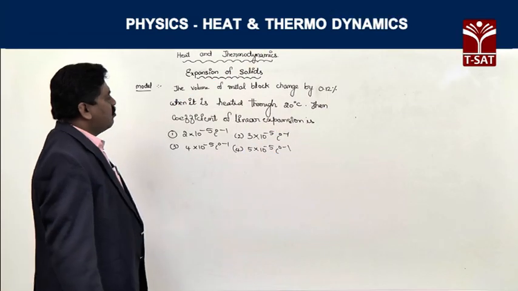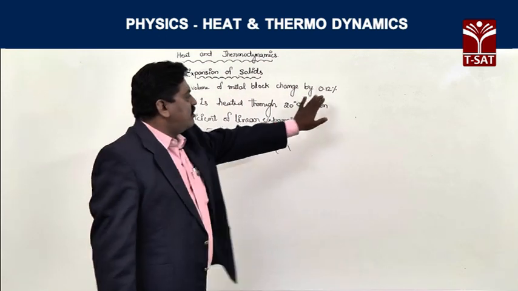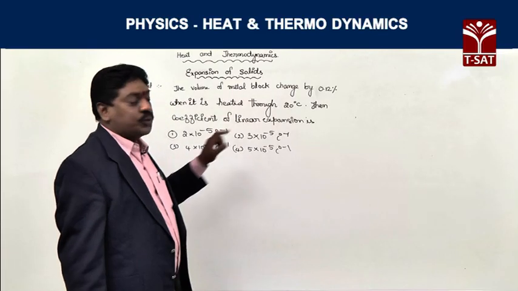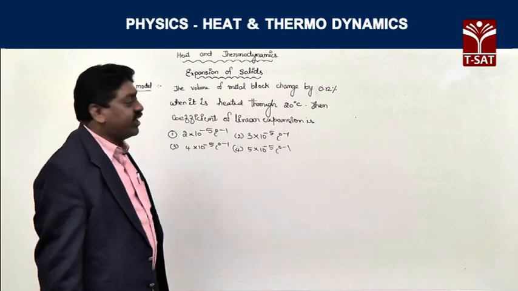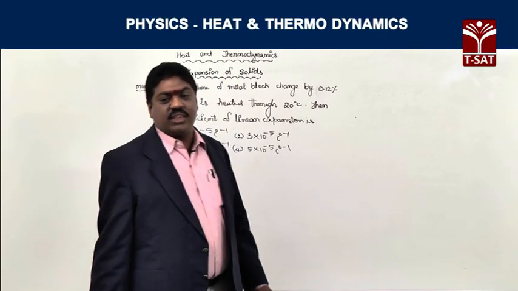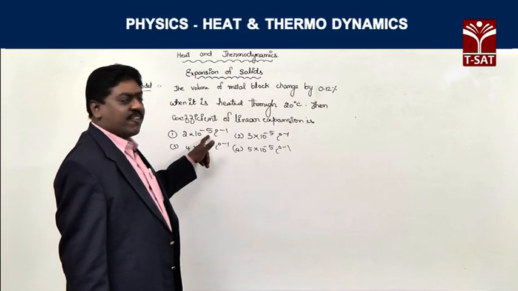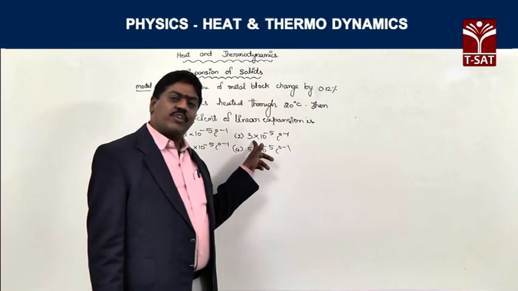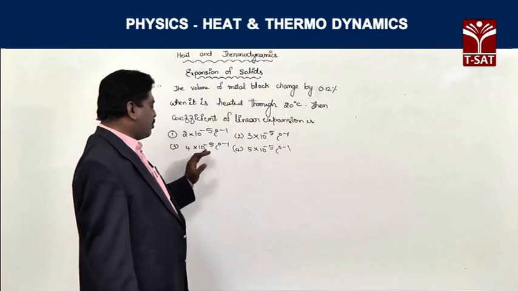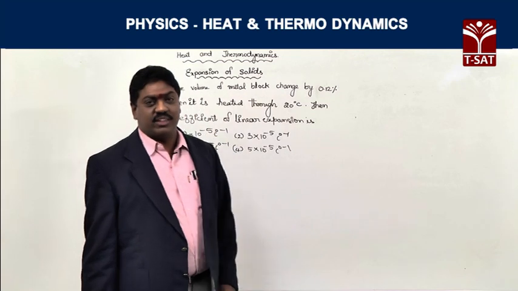Now let us take another model here. The volume of a metal block changes by 0.12% when it is heated through a temperature of 20 degrees Celsius. Then the coefficient of linear expansion is given as: the options given are 2 into 10 to the power of minus 5 per degree Celsius, 3 into 10 to the power of minus 5 per degree Celsius, 4 into 10 to the power of minus 5 per degree Celsius, and 5 into 10 to the power of minus 5 per degree Celsius.